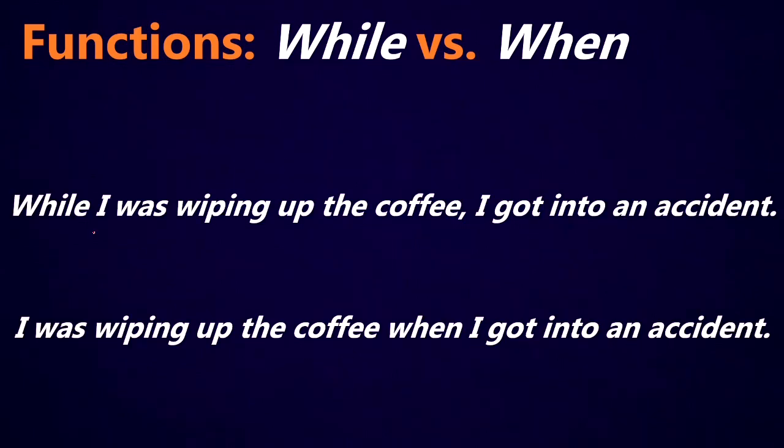For another example, while I was wiping up the coffee, I got into an accident. Or I was wiping up the coffee when I got into an accident. Again, the only difference between these two sentences is the first one uses while with the past progressive, and the second one uses when with the past simple. But the meaning of both sentences is basically the same. There's no difference in meaning. There's just a little bit of a difference in focus, like what action are we focusing on. So we can see while and when.